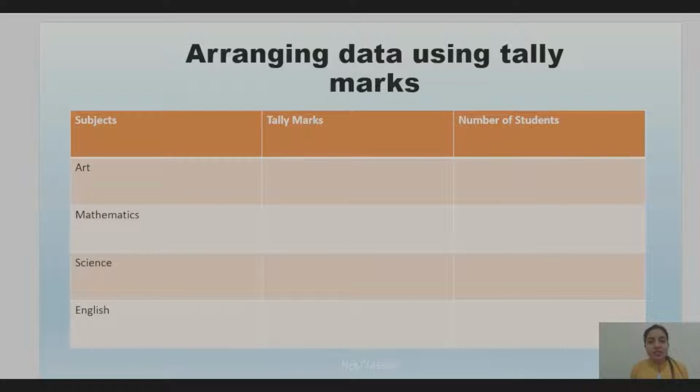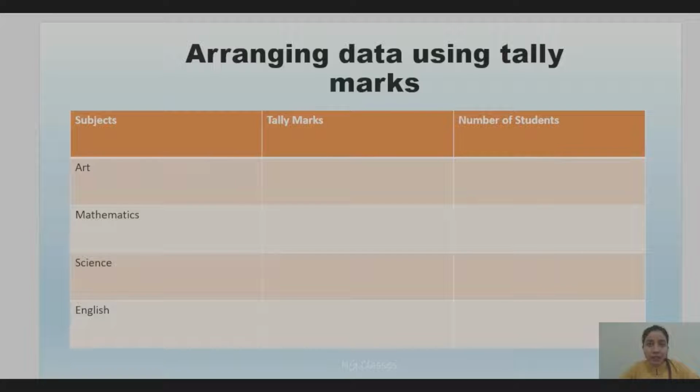Now, arranging data using tally marks. What are tally marks? Let's understand this with the help of a survey. Suppose I am doing a survey in my class and I want to know the number of students who like different subjects: how many students like arts, how many like mathematics, how many like science, and how many like English.